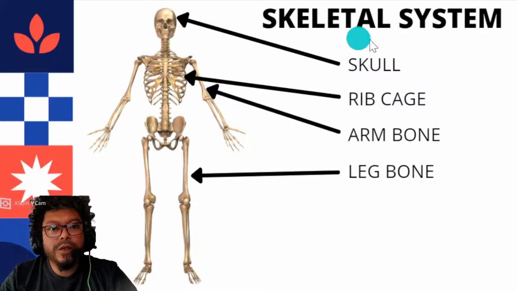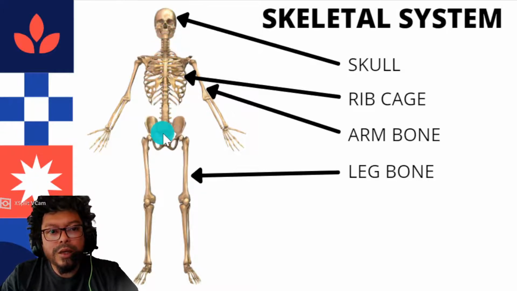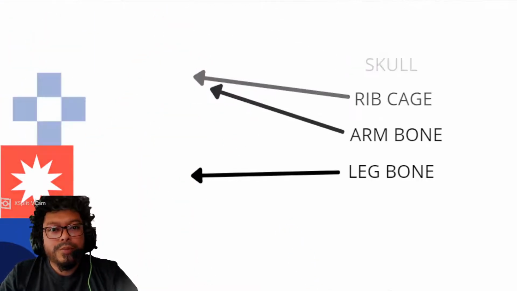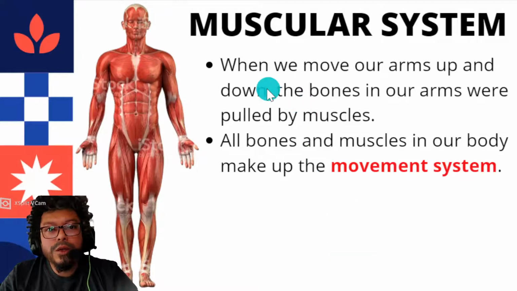If we can see here, this is the skeletal system. Skull, this is the skull. Rib cage, this is the rib cage. Arm bone. This is our arm, and this is its bone. Leg bone. Hip bone would be this. This is called hip bone. And in the middle, this straight line in the middle that connects your head to your legs is called backbone. Backbone. Okay, we move on to muscular system.